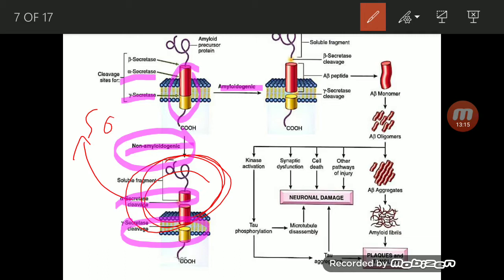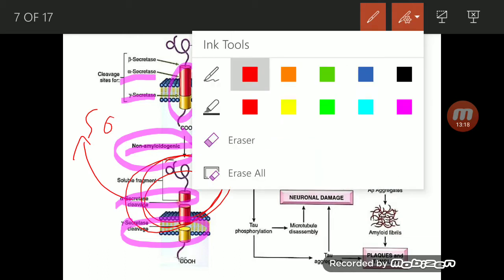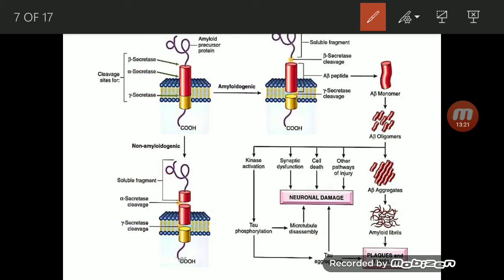Whereas in case of amyloidogenic pathway, what generally happens is this APP is cleaved by beta secretase and it is cleaved by gamma secretase. So on being cleaved by beta secretase, your protein that has been formed, which has been cleaved, left off, they form your amyloid beta plaques. Okay, or you can say this is a pathological protein. Okay, they form your amyloid beta plaques.